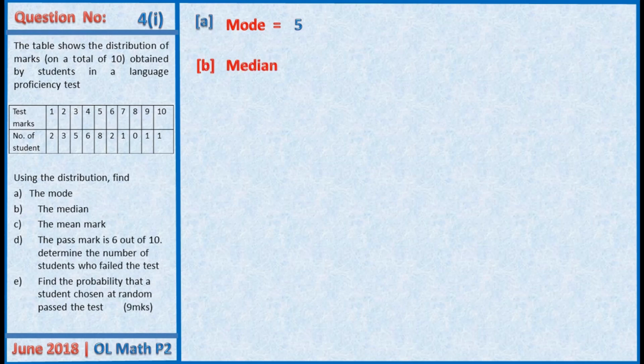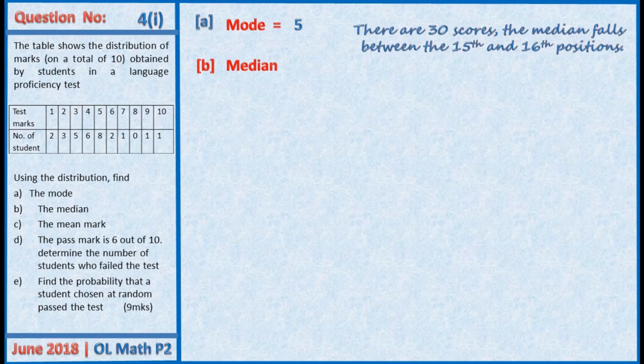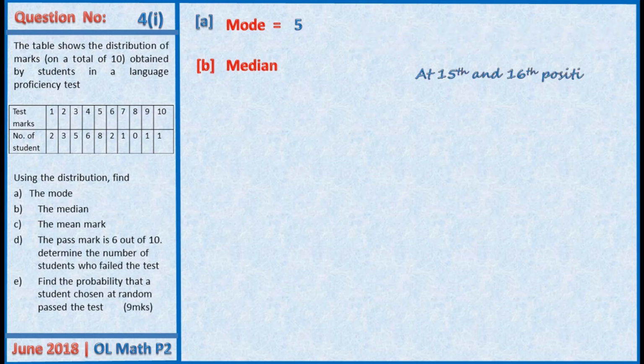Then B, the median. For the median, you have to first of all observe that we have a total of 30 scores, or 30 students rather, and the median falls between the 15th and 16th. Half of 30 is 15, so we have 15 this way and 15 that way. The median falls where there is no number, so the median will be given by the average of the 2 positions. At the 15th position, we have 4, and at the 16th position, we have 4. So the average of 4 and 4 gives us the median to be 4.